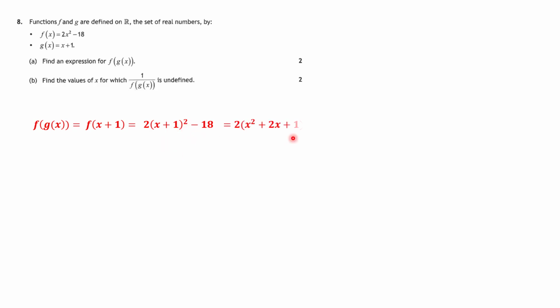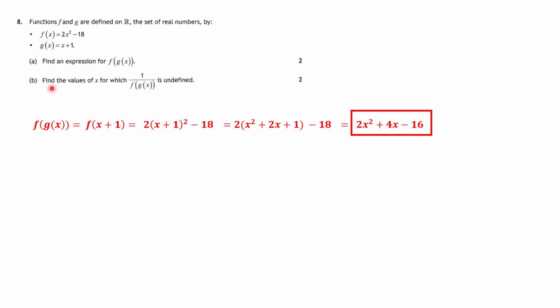All we need to do now is multiply out the bracket here, square the bracket here, you get x squared plus 2x plus 1, take away 18, multiply by 2 here, and then tidy it up, we get 2x squared plus 4x minus 16. How do I get that? Well, 2 times x squared is 2x squared, 2 times 2x is 4x, 2 times 1 is 2, and 2 take away 18 is negative 16.